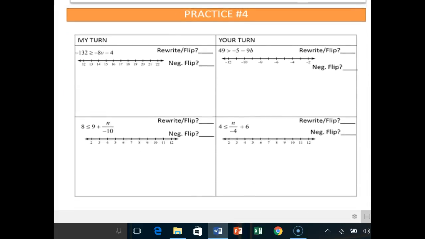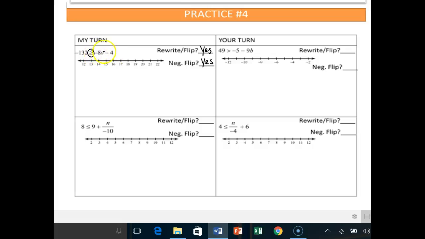Alright, so if you haven't picked up on the pattern yet, we've had no, no, yes, no, and no, yes. So what do you think this is going to be? It's probably going to be yes, yes. So do I need a rewrite flip? Yes. Do I need a negative flip? Yes. So essentially, I'll be flipping this sign twice, once this way, once back. I'll lock it in, all right?